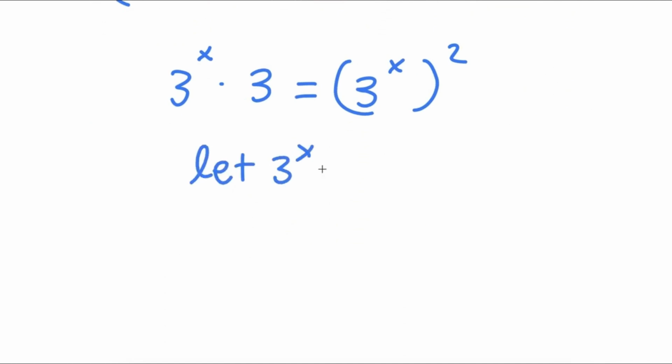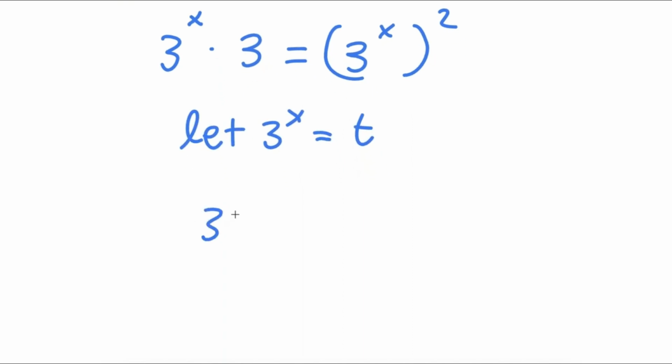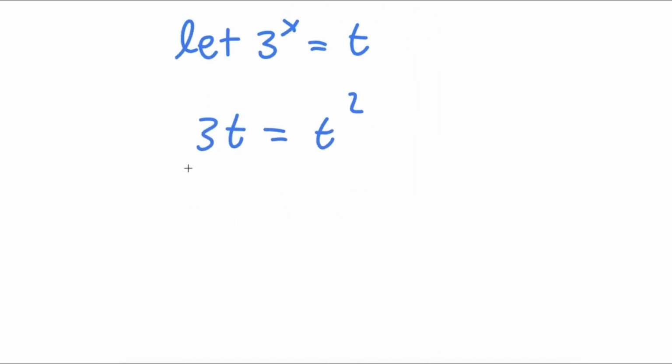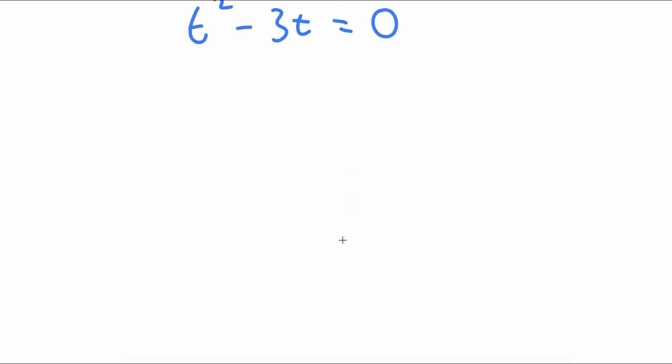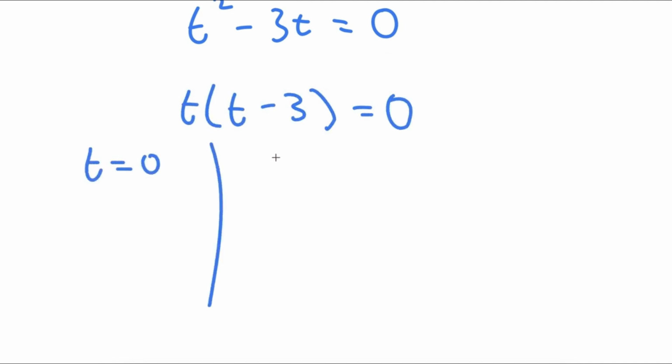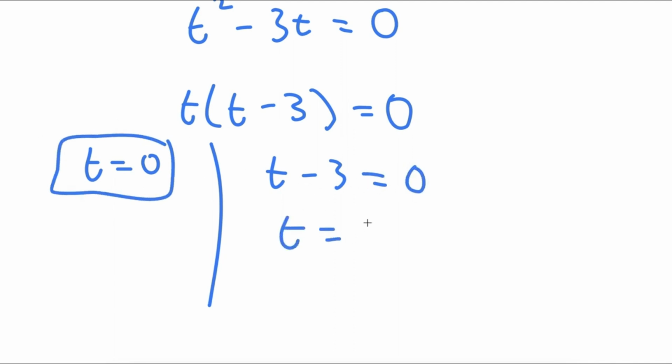Now I'm going to let 3 to the power of x equal the variable t. So now I have 3t is equal to t squared. Now if I subtract 3t on both sides, I get t squared minus 3t is equal to 0. Now if I factor out t, I get t times (t minus 3) is equal to 0. So I have two equations now. I have t equals 0, and I have t minus 3 is equal to 0. t equals 0 is already a solution for t. t minus 3 equals 0, meaning t is equal to 3.